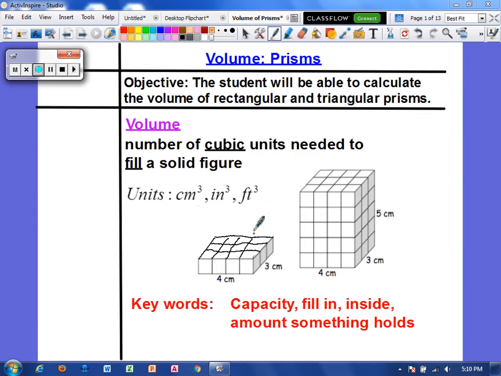Now, with volume, it's like we're taking this area of 12 and we're going to stack it. So if you look here at this figure, it would be like stacking it 5 times. So if we took that 12 and stacked it 5 times, we would have to do 12 times 5. So that means that the volume of this rectangular prism would be 60 centimeters cubed. Now it's cubed and not squared because we are literally finding how many cubes would fill that shape.